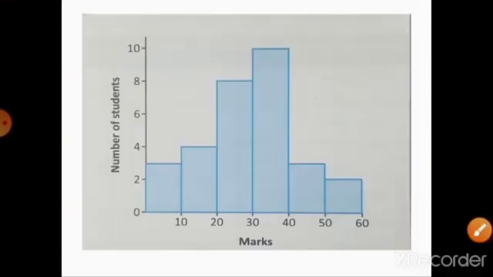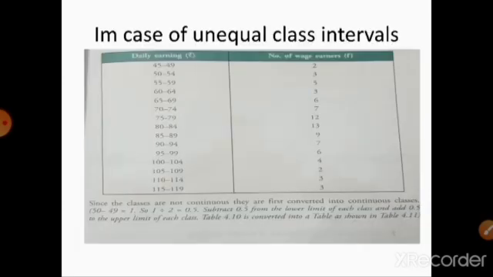For this diagram we have drawn the same way we drew the bar diagram. But we can find differences between the bar diagram and the histogram. There is no space in the histogram, whereas in the bar diagram there are spaces. So this diagram is drawn on equal class intervals. Understand? Next, let us see the case of unequal class intervals.